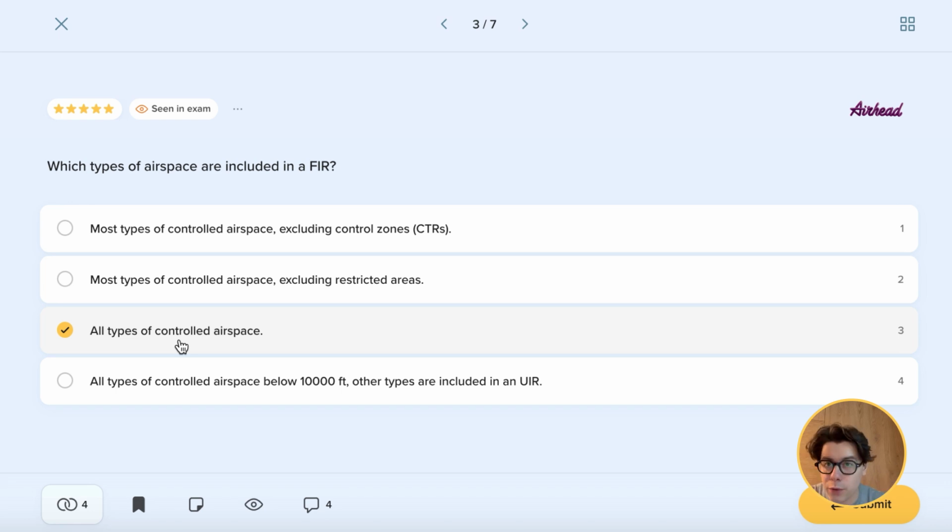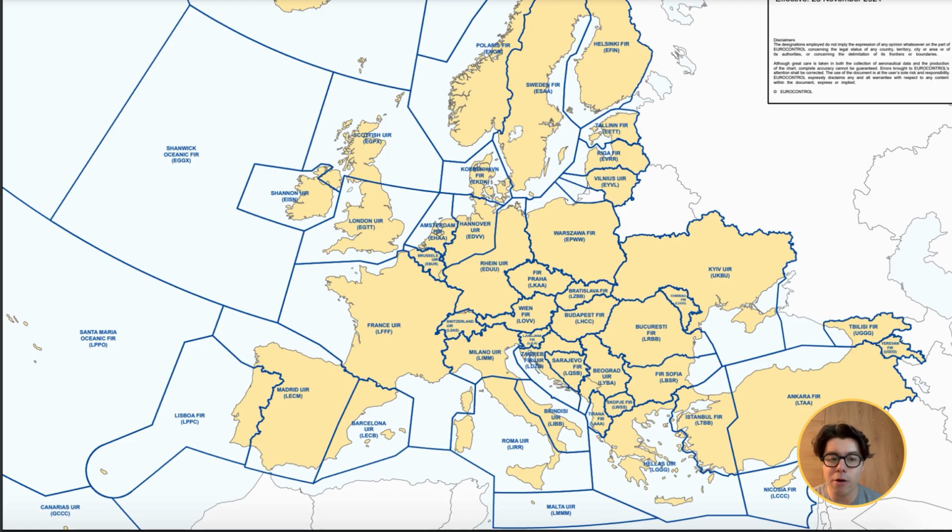However, they do not have to have them. So remember that many countries will have only 3, 4 different types of airspace within their FIRs. It is not mandatory to have all of them, and most countries will not. As promised, I wanted to show you, this is a map that I found from 2024 from the Eurocontrol website.